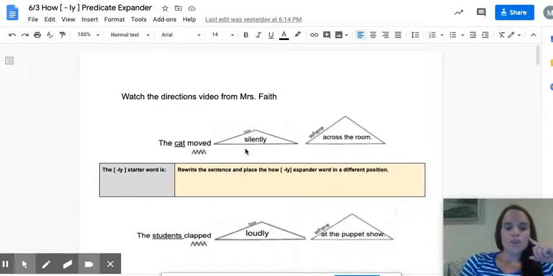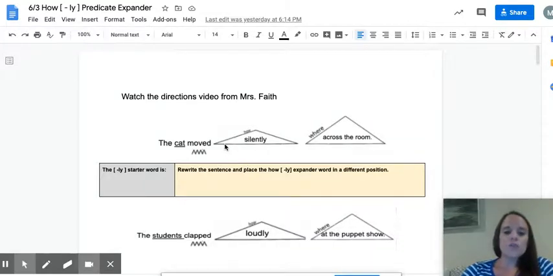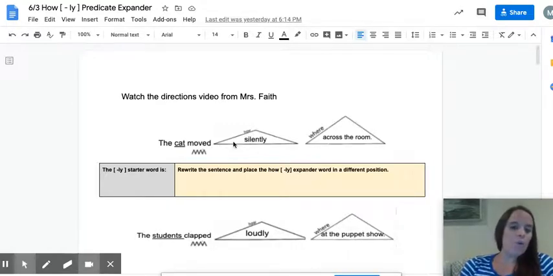All right. So when we talked about the how expanders, we talked about how they need to be placed as close as possible to the action predicate word in the sentence. So the how expander word is silently. This word silently needs to be as close as possible to the word moved in the sentence. So there's two ways that you can do this. You can place the how ly word right before the action predicate word, or you can place it right after the action predicate word, just like it was done in this sentence.